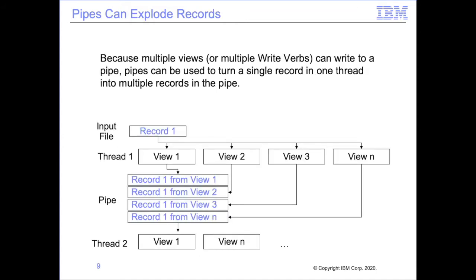Pipes can be used to multiply input records, creating multiple output records in the piped file, all of which will be read by the views reading the pipe. This can be used to perform an allocation type process, where a value on a record is divided into multiple other records. In this example, a single record in the input file is written by multiple views into the pipe. Each of these records is then read by the second thread set of views.